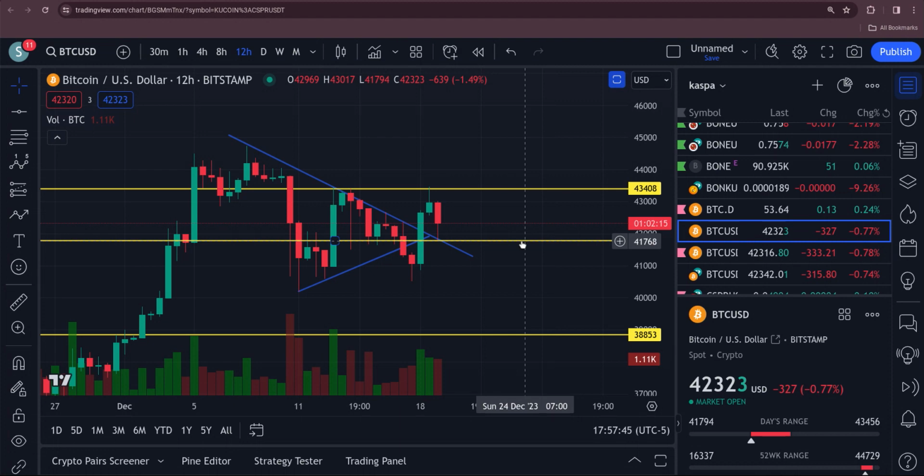Well, call it 41,750. Yeah, 41,750. Call it. Okay, very, very simple. It has to hold 41,750, or it has to break 43.5 to go higher. Simple as that, okay? If it breaks down below, this thing is ABC, okay?